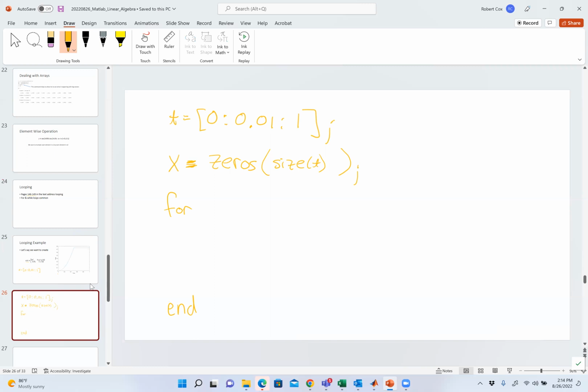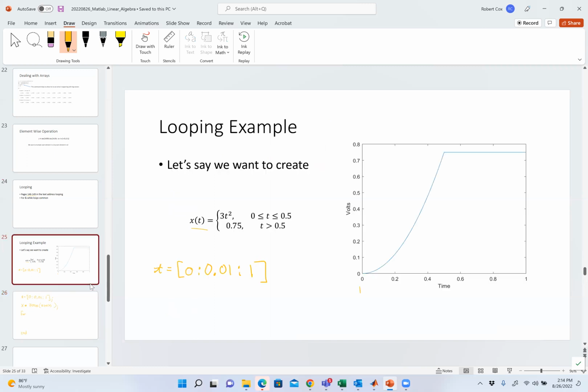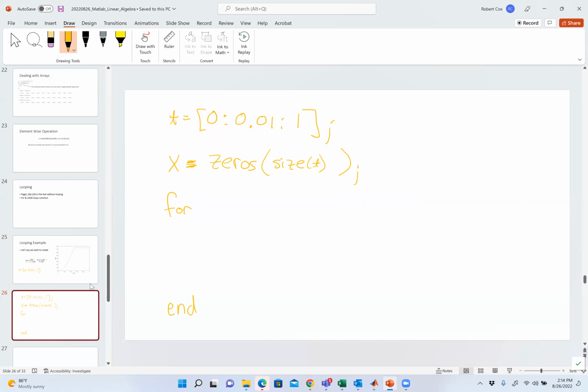Now, in this case, what am I going to do? How do I figure out how to loop this? Well, I've got 2 sections. So for my 2 sections, I'm going to need an if statement probably, right? To figure out whether I'm in this section or whether I'm in this section. What would my if statement be looking for? Yeah, if the t is less than or equal to 0.5, and then greater than 0.5.